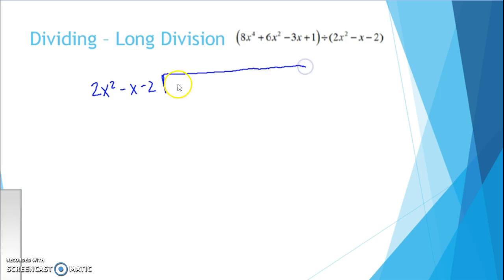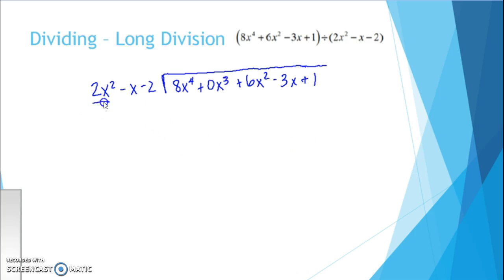And then on the inside, I start with my 8x to the 4th. But remember, I can't skip any variables or any exponents. So I go from 4 to 2. I skipped over the x cubed. So I'm just going to put a 0 x cubed in there. It's kind of like a placeholder. And then plus 6x squared minus 3x plus 1. So I've got 4, 3, 2, 1, and then no x. So I don't skip over any.